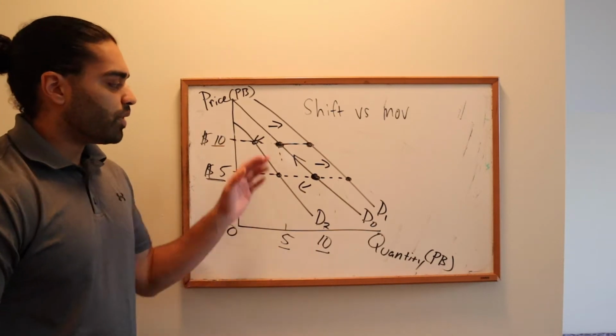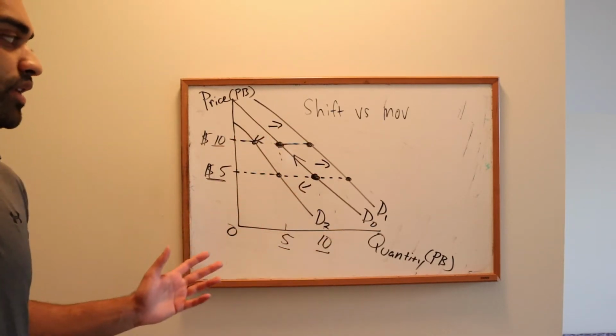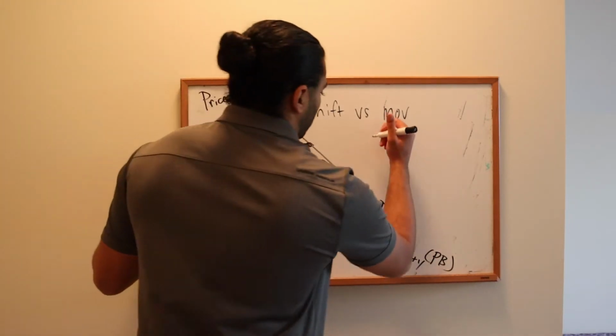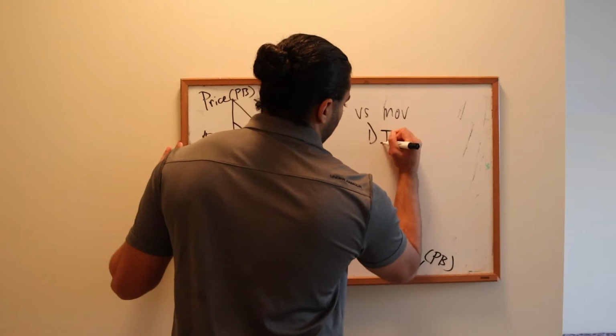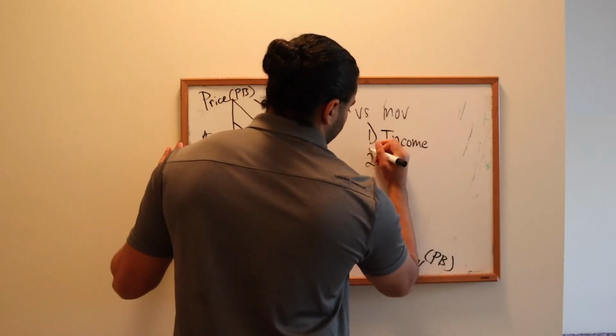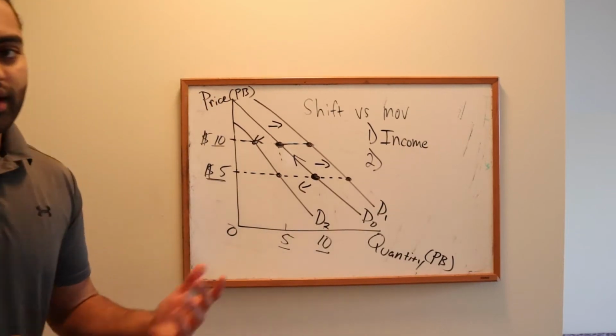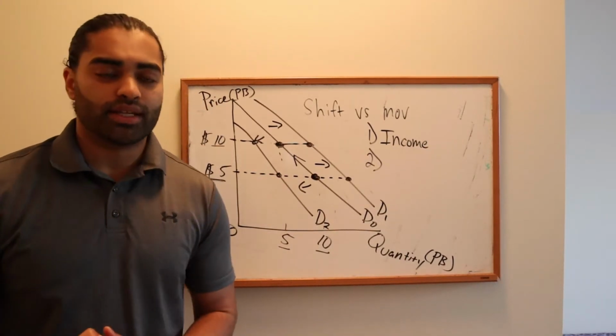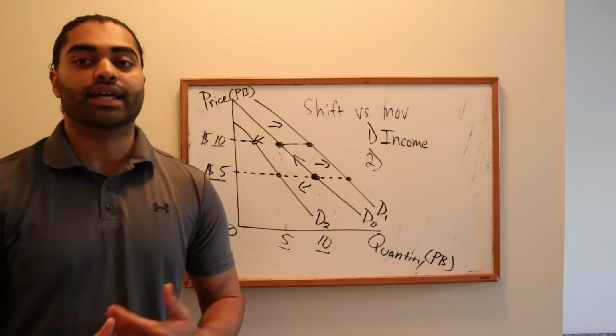Now there's a couple of reasons why your curve will increase or decrease, or there'll be an increase or decrease in demand. So one being income. So we'll start with income. If you see an increase in income, this might change your consumption habits. Basically, you might want more of a product or you might want less of a product.